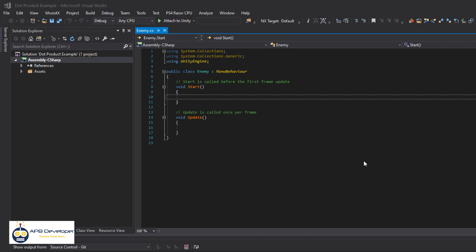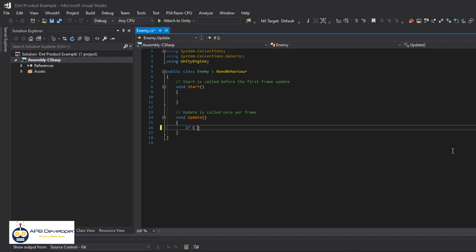So we've got our two classes. We've got the enemy and we've got the player. The first thing we want is in the player. It's going to be very basic. We just want to be able to move.